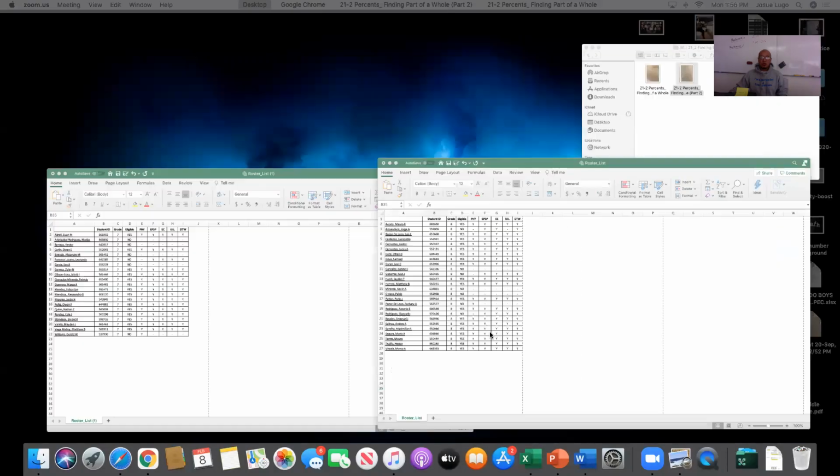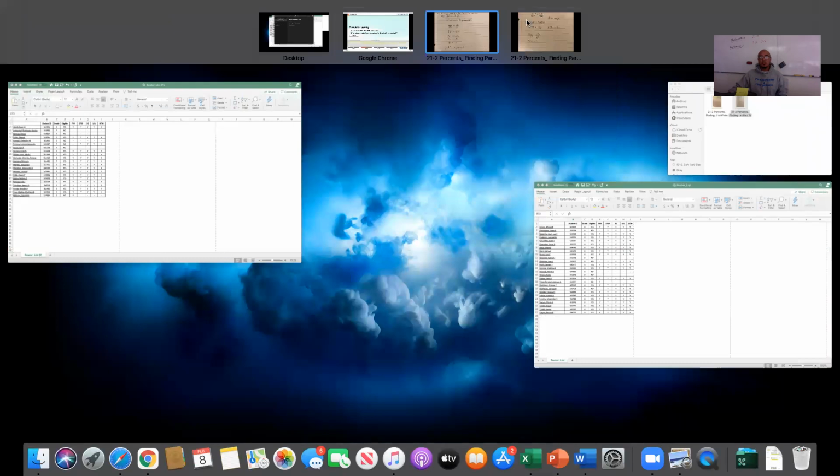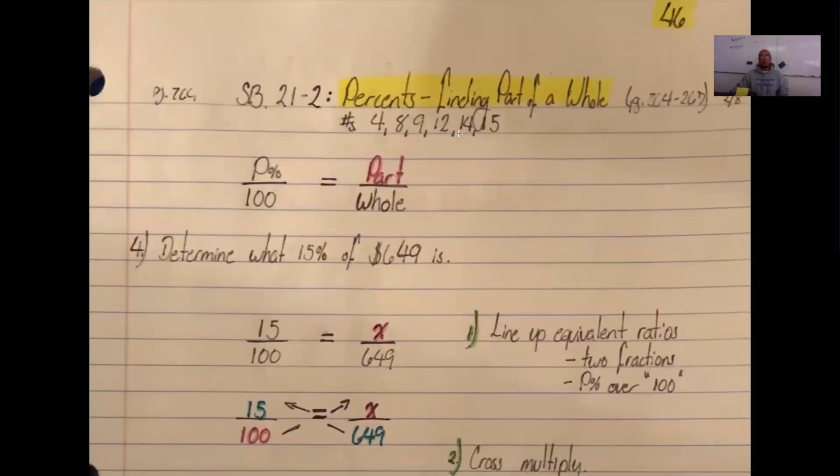And today we're going over lesson 21-2, which is percents and finding part of a whole. Percents, that is finding a part of a whole. This is our 46th lesson. If you're interested in the assignment, number 8 is not assigned. I did take that one off. With that in mind, let's go ahead and continue.